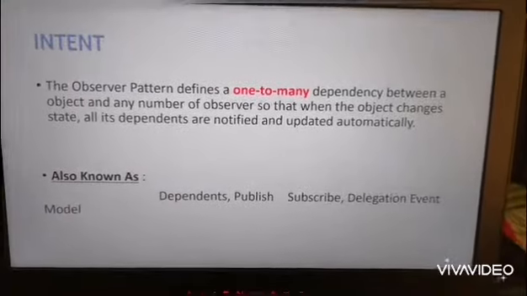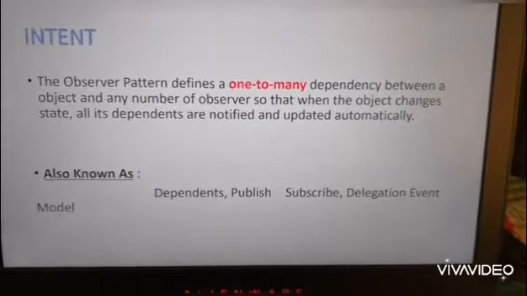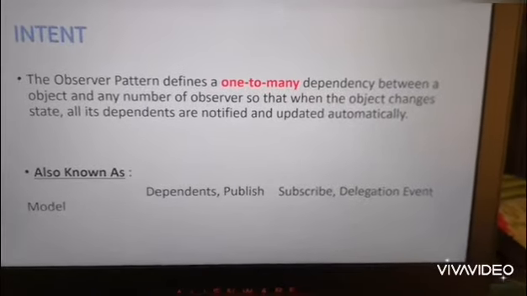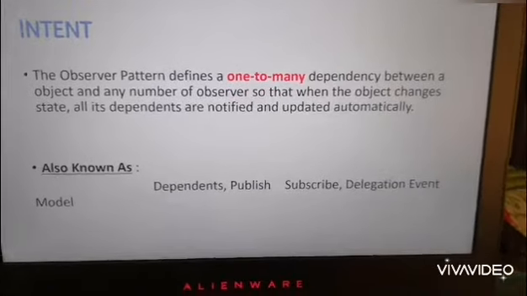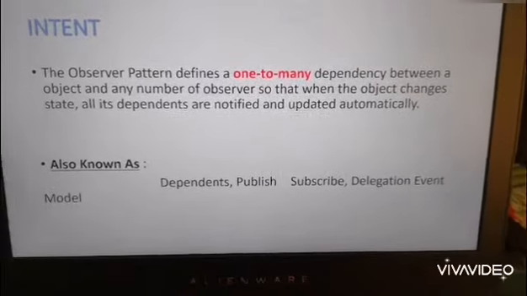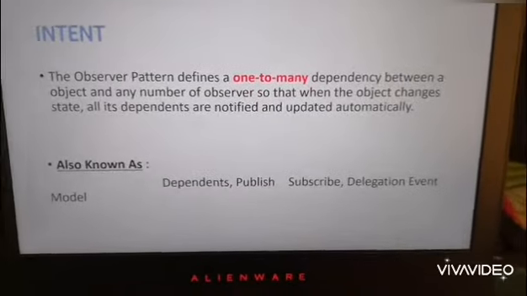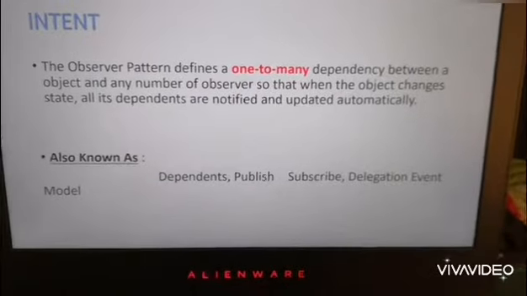The observer pattern defines a one-to-many dependency between an object and any number of observers so that when the object changes its state, all its dependents are notified and updated automatically. So, what does it mean?